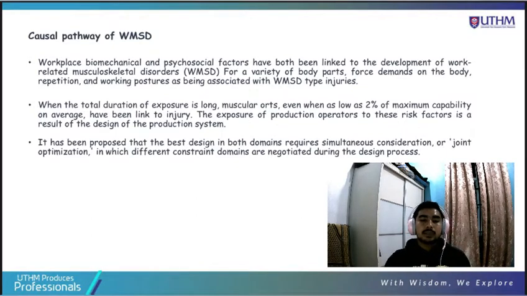Then you can see the model presented. Based on this model, it shows how strategic decisions made by senior managers can constrain the design process. This is the theoretical model describing sources of injury. Then we proceed to the conceptual framework.